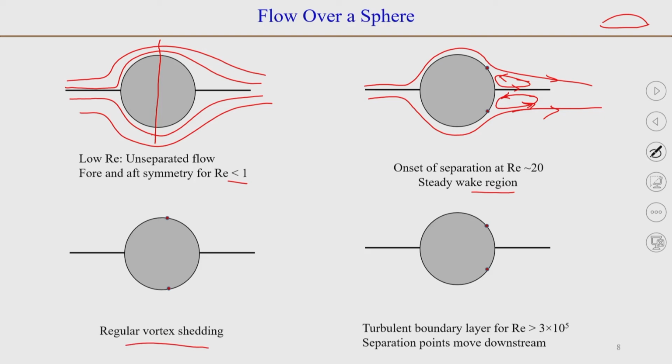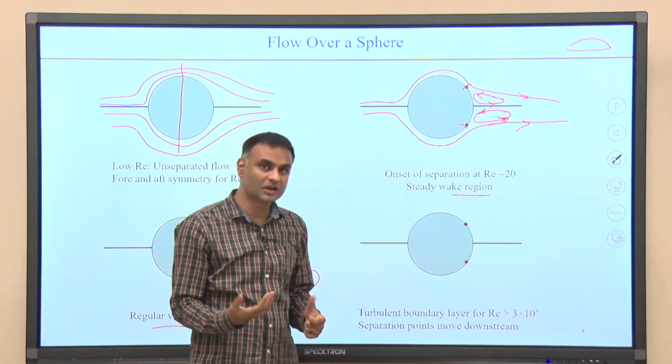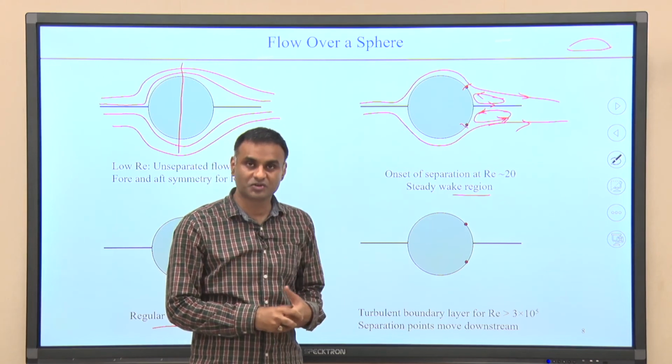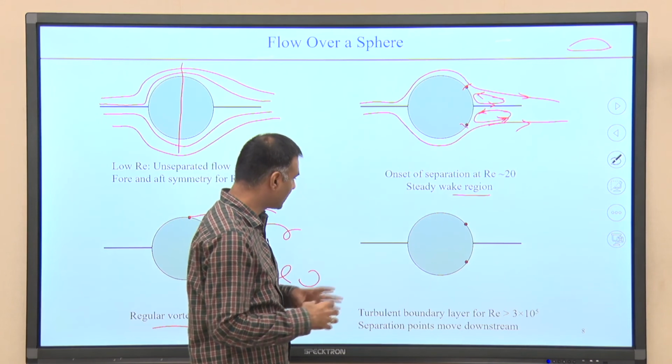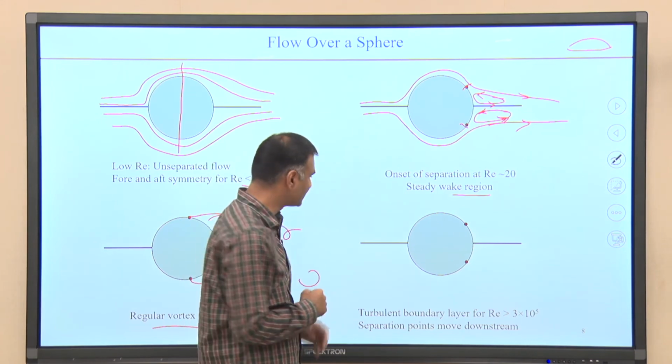So, you might see the separation points are somewhere here, but at higher Reynolds number, the separation points shift closer to 90 degrees, and the vortex starts shedding from the sphere. So, this vortex shedding happens, and that goes on up to about Reynolds number 3 into 10 raised to the power 5 for a smooth sphere and a flow which is free from disturbances.